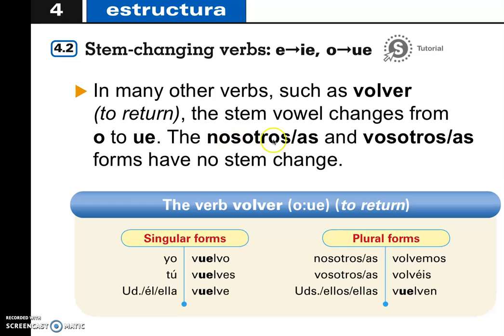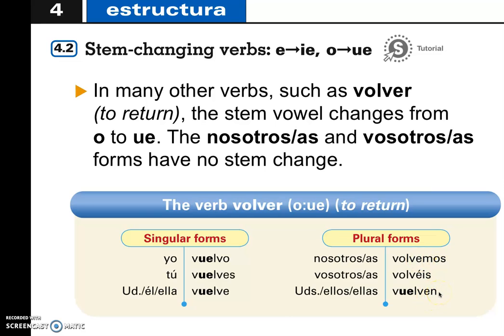So as I already said, there's the O to UE type of stem change, and the same thing occurs here where the nosotros form doesn't have the stem change. So you say vuelvo, vuelves, vuelve, volvemos. So that's just a normal conjugation, and then vuelven. Because volver is an ER verb, you see the endings are the same as for an ER verb, right? So o, es, e, emos, and en.